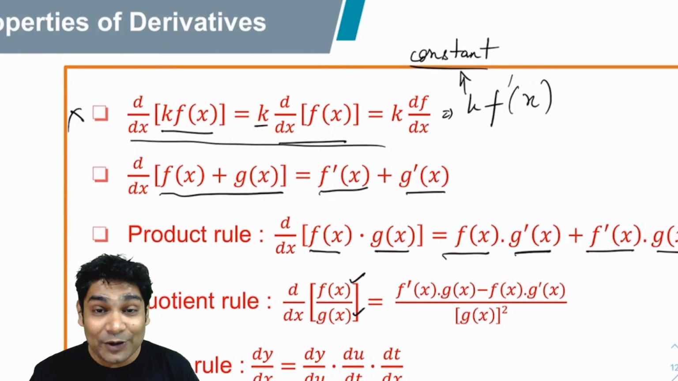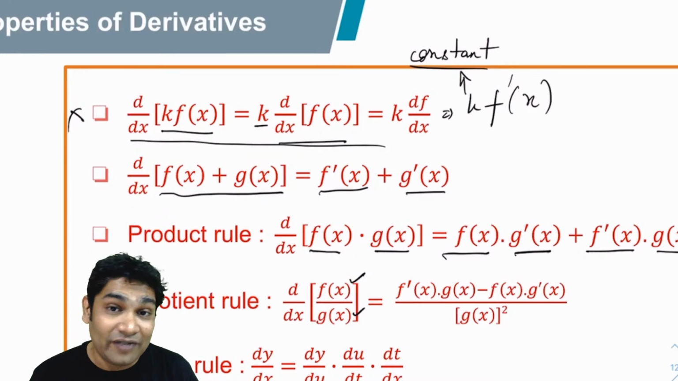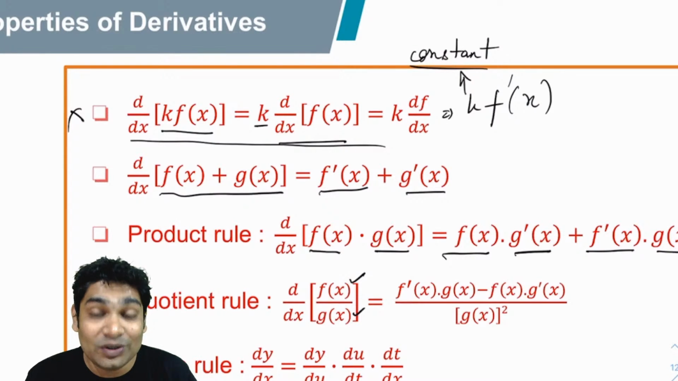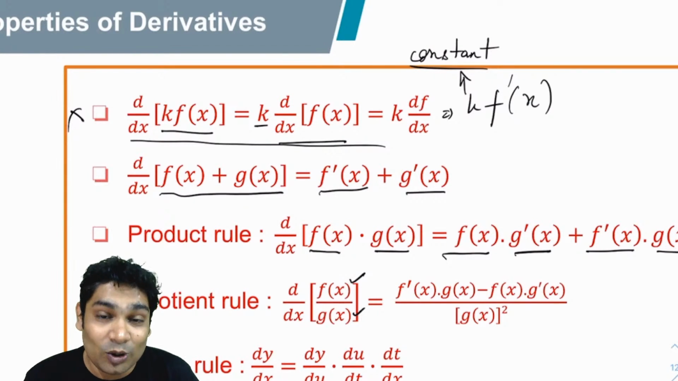So how do you find this? You use the quotient rule. So dy/dx of f(x) over g(x) is equal to f'(x) g(x) minus f(x) times g'(x), over g(x) whole square. All right.